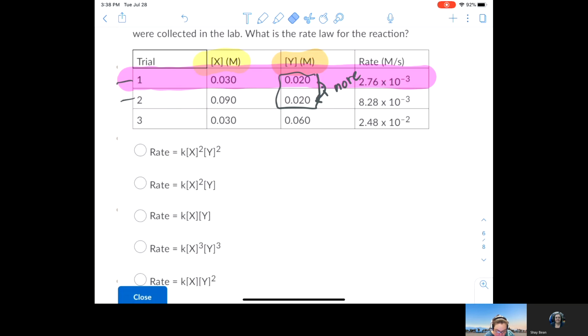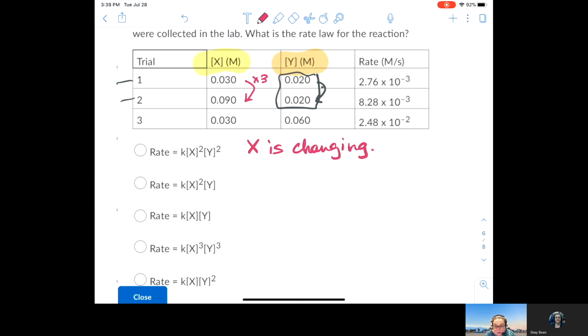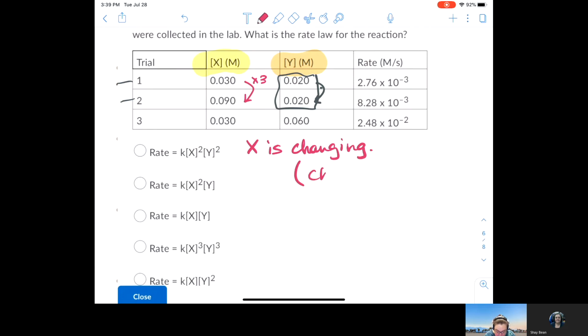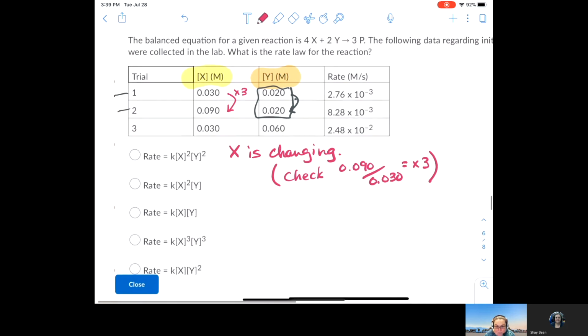Okay, so I can ignore those between trials 1 and 2 and focus on what is changing. And what is changing is X. So that's what I'm focusing on, and I want to look at what pattern I observe. As X changes, you'll notice it goes by 3. Between 0.03 and 0.09, it went up times 3. If you're ever not sure, if the numbers get messy, I can check by taking 0.090, the larger one, divided by the smallest one, and that tells me it goes up by 3.